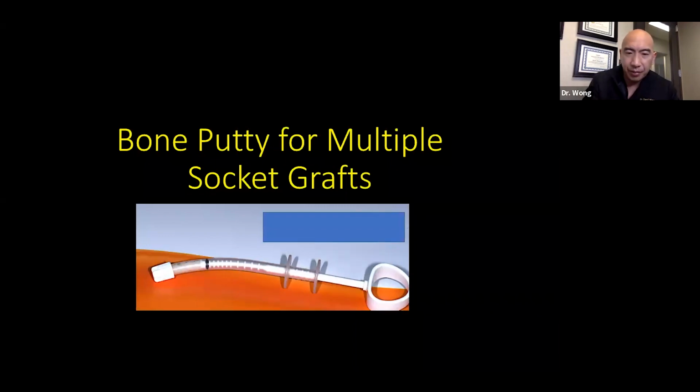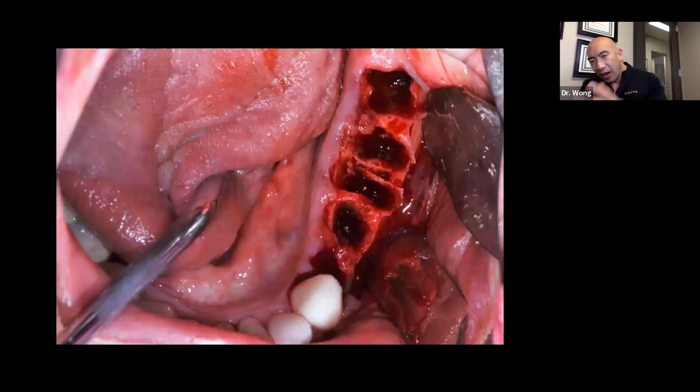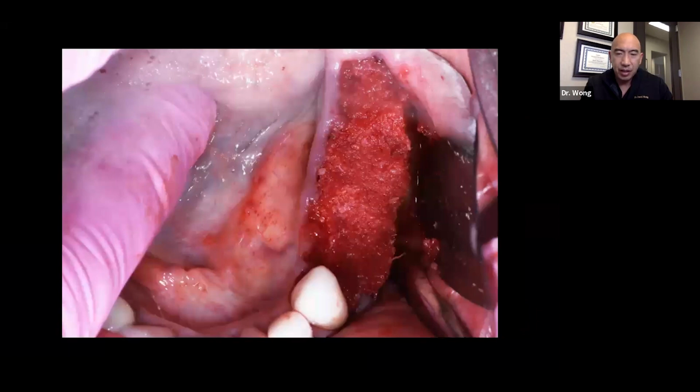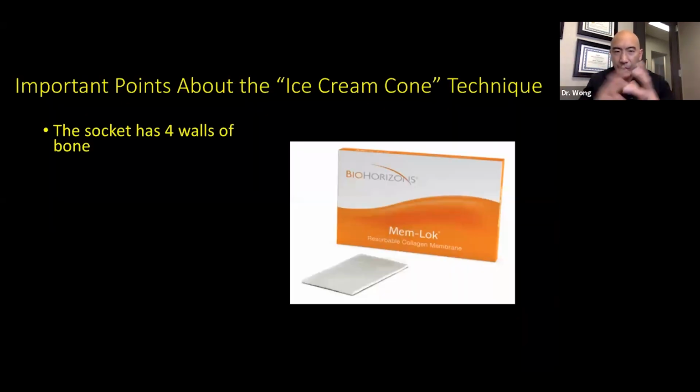We love the bone putty also for multiple graft sites, because once again, if you're lazy, it's nice that it comes in a pre-hydrated syringe. You can get these teeth out and you'll see all these sockets. There's 2 premolar sockets and then 2 molar sockets. You can just grab one syringe and squirt it in there and condense it with your cotton tip applicators, and then suture it up. You don't even need a membrane. You're going to come back and have plenty of bone.